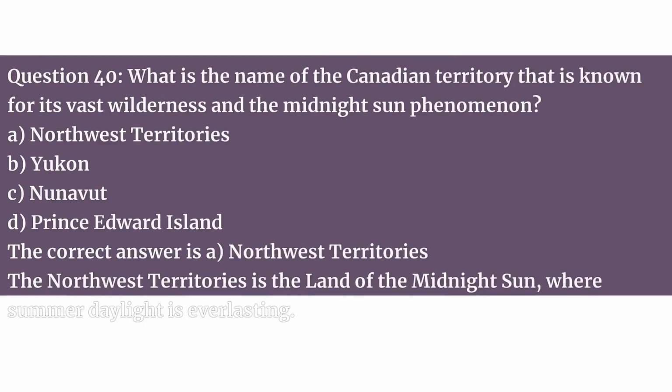Question 40. What is the name of the Canadian territory that is known for its vast wilderness and the midnight sun phenomenon? A. Northwest Territories, B. Yukon, C. Nunavut, D. Prince Edward Island. The correct answer is A. Northwest Territories. The Northwest Territories is the land of the midnight sun, where summer daylight is everlasting.